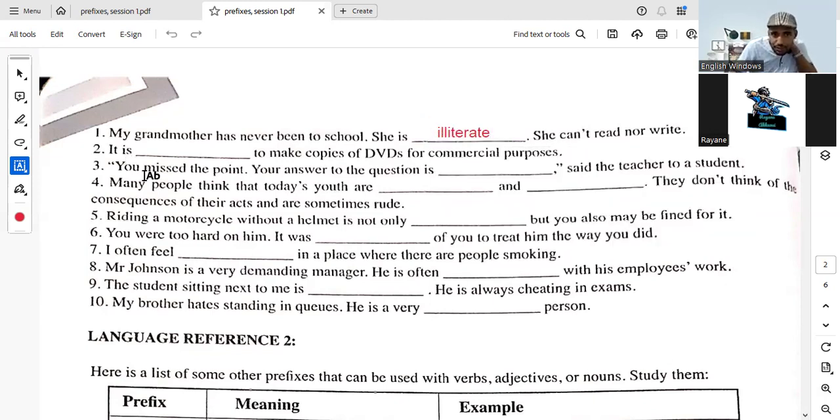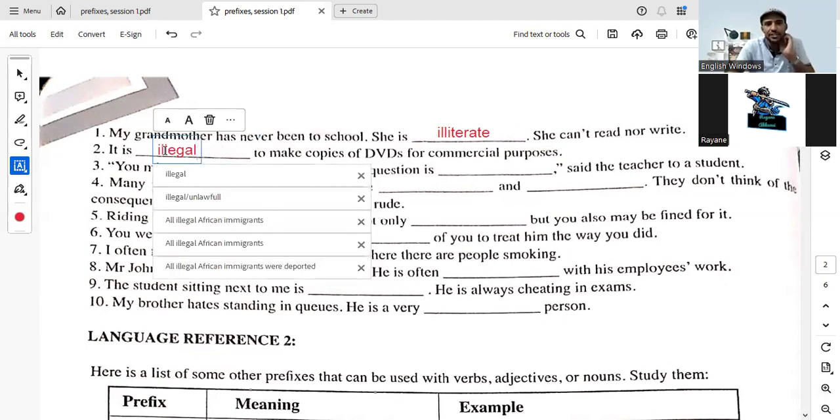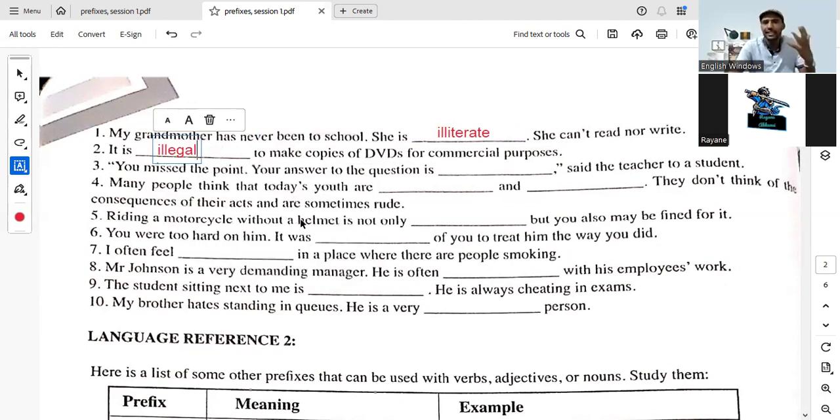Let's see number two. It is to make copies of DVDs for commercial purposes. Illegal. It is illegal, right? Did you understand the statement? Okay, so it's illegal normally to make a copy of a DVD.